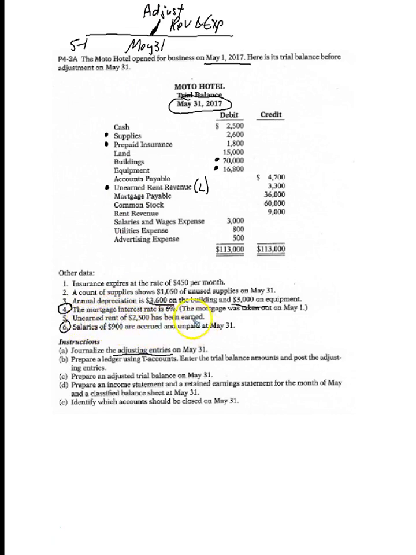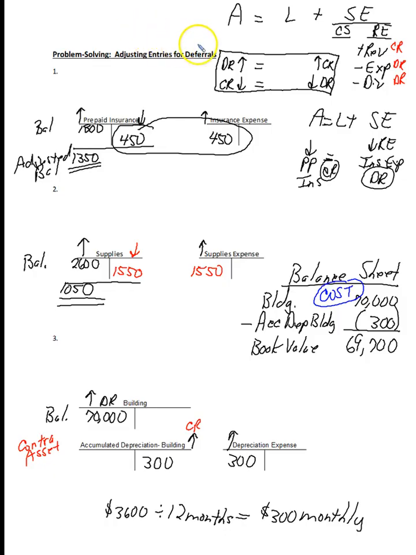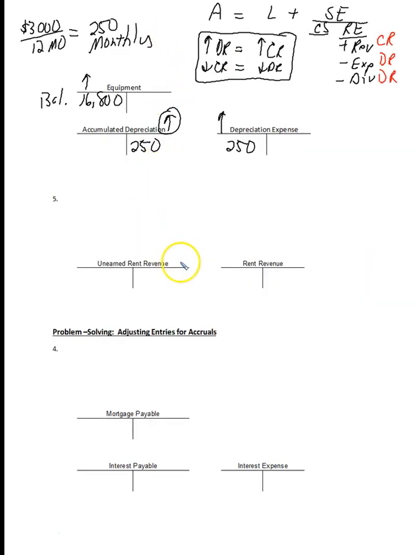Unearned rent of $2,500 has been earned. So we have this unearned rent revenue account of $3,300. So let's go and problem solve. Again, we're doing deferrals right now, where the cash part has already happened. Notice in all of these we're recognizing either expenses so far, and now we're going to see a deferred revenue. Okay, unearned revenue is a liability, right? So it's a liability account.